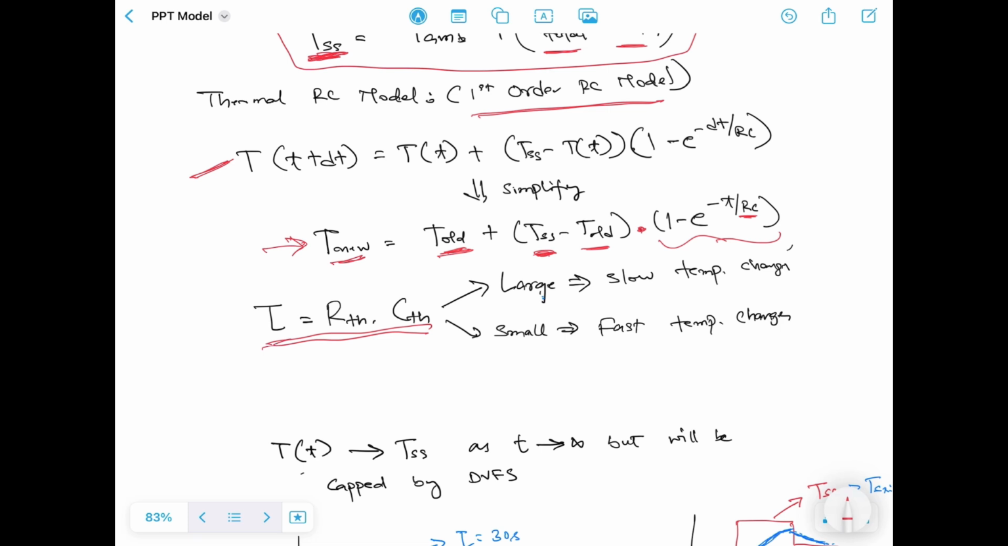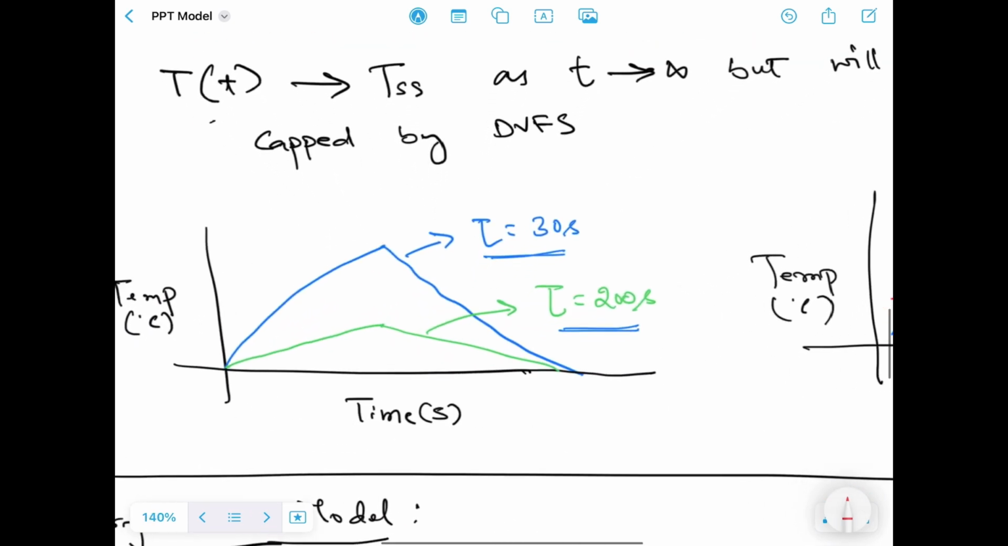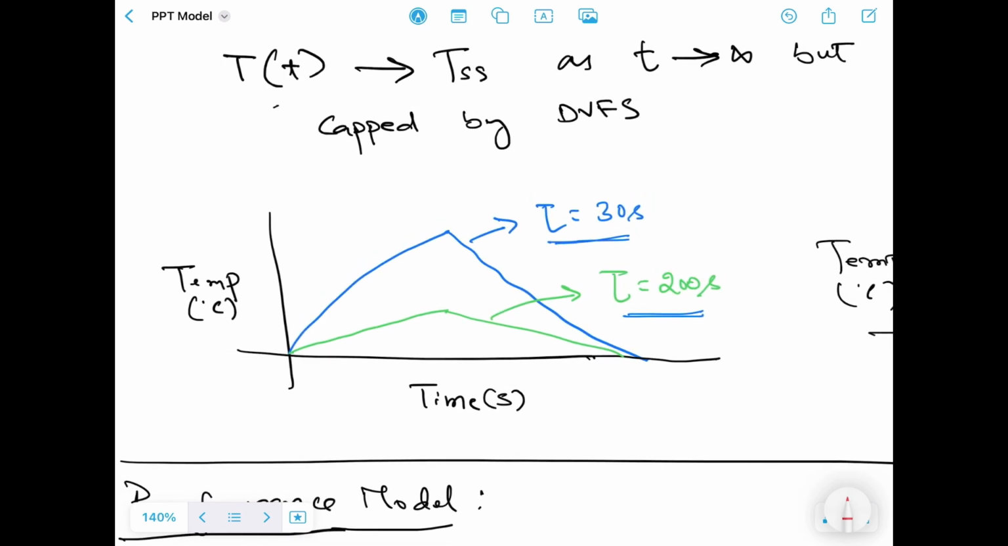If this thermal time constant is a very large number, meaning very high heat capacity in the system, the rise and the fall of the temperature in the system will be very slow. If this is small, it will be much faster. So to illustrate the idea a little bit more clearly, I have this plot. Let's say tau is set to 30 seconds, then we will see the rise and fall like the blue curve here. And if it is set to 200 seconds, then the rise and fall is going to be much slower.